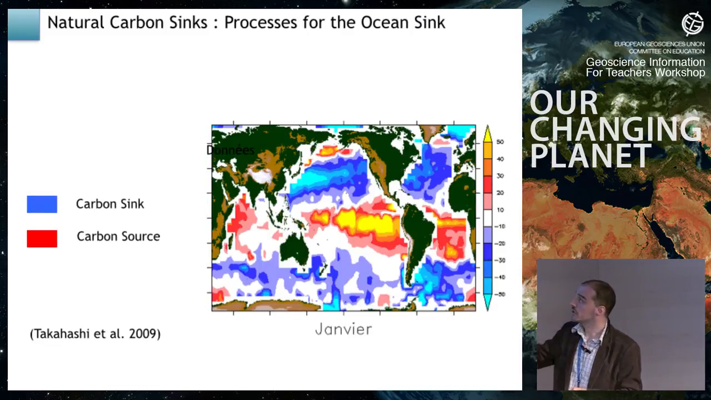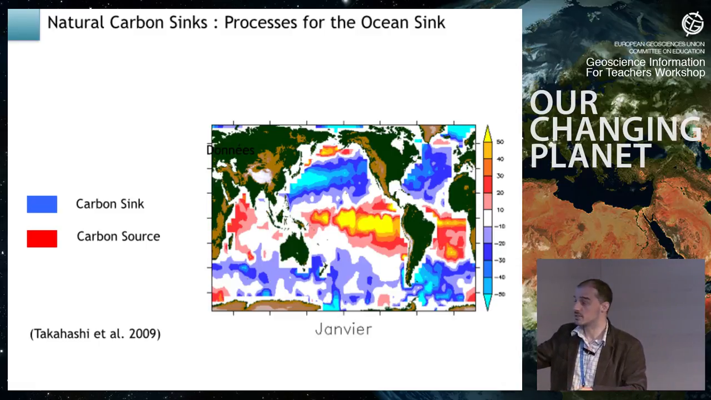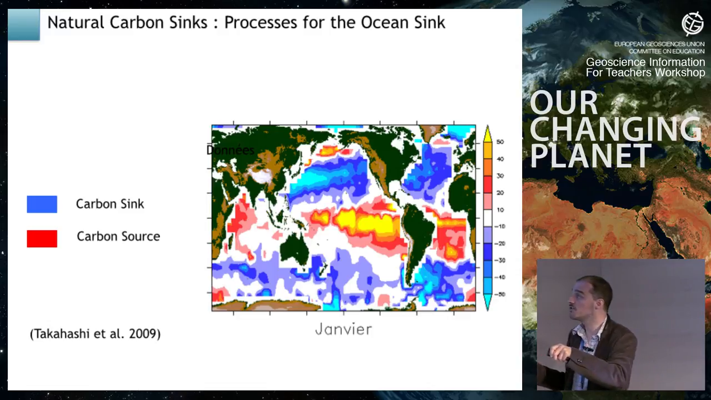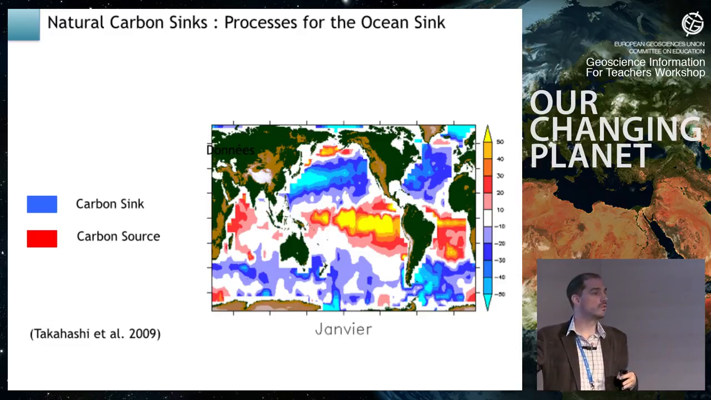So let's go to the ocean now. So you have the same map as before, but it's animated here. You see the different months of the year. And what you have here, basically, is a picture of the natural carbon cycle. So you have places in which carbon enters the ocean and places where carbon goes out of the ocean. And that's nothing to do with the anthropogenic carbon. That's the natural carbon cycle.